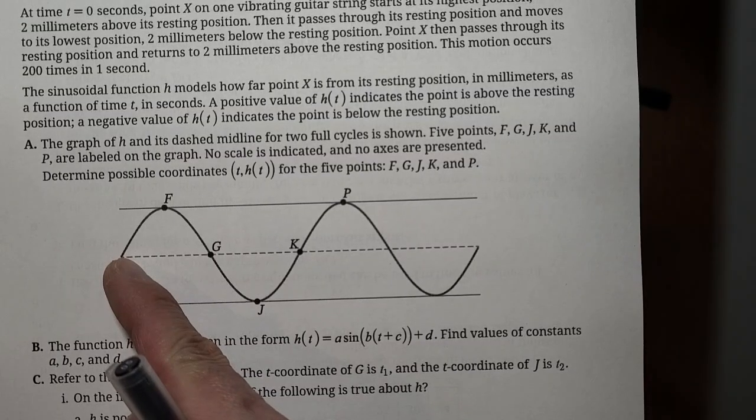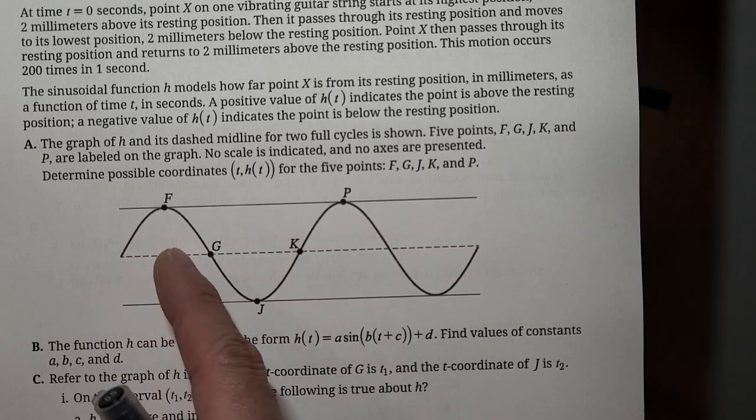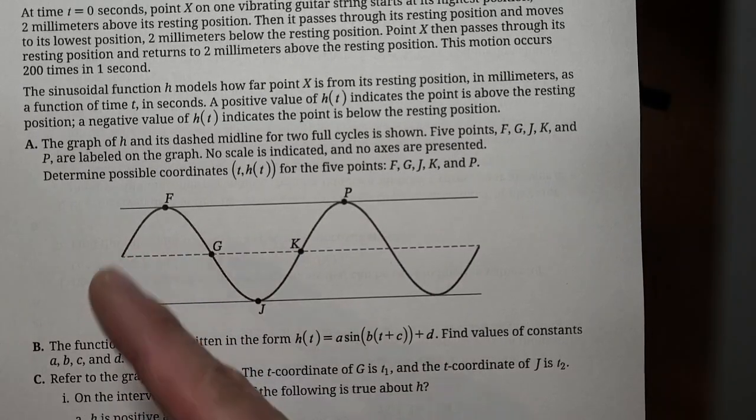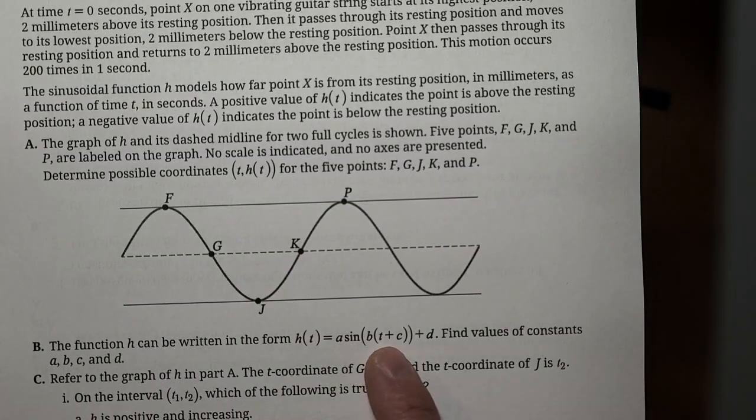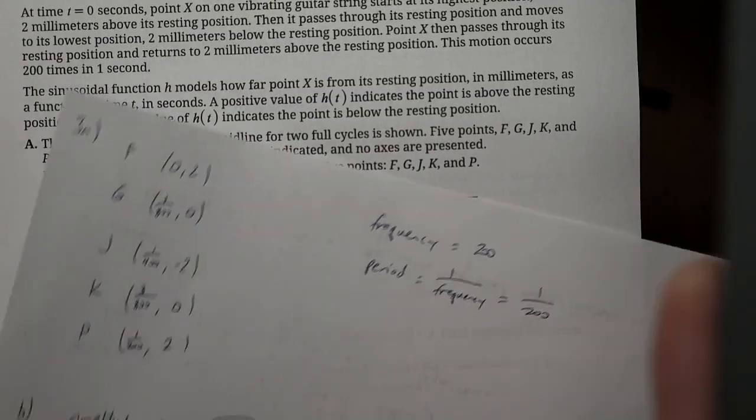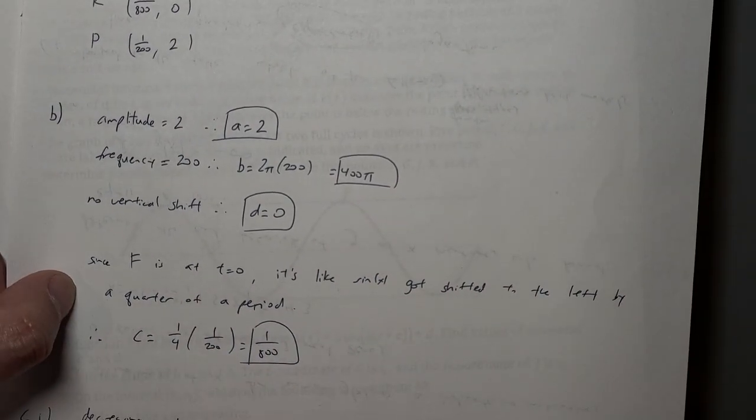That's what we think in terms of period. It's easy to calculate how much to shift it now. It got shifted by a quarter cycle, or a quarter of a period, so to the left, right? So it should be a plus here, so that's good. What's the period? 1 over 200. What's a quarter of that? That's 1 over 800. C is 1 over 800.